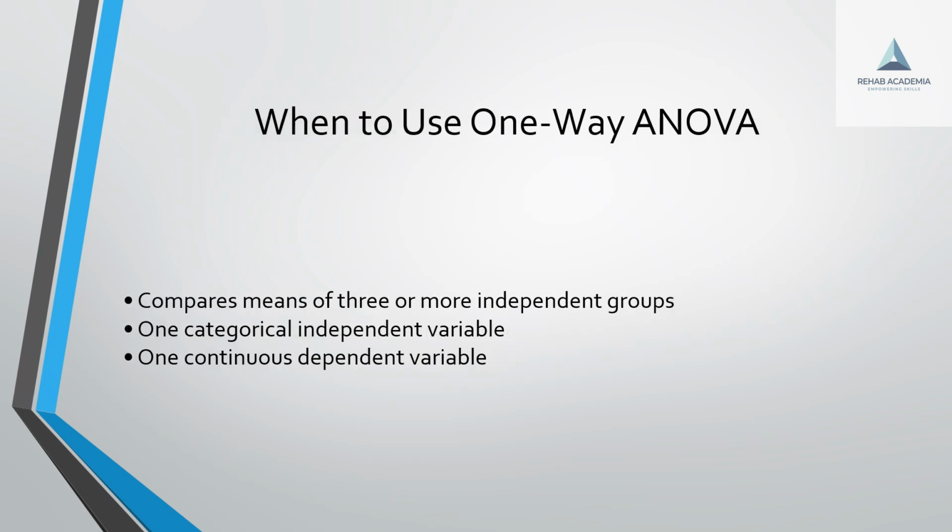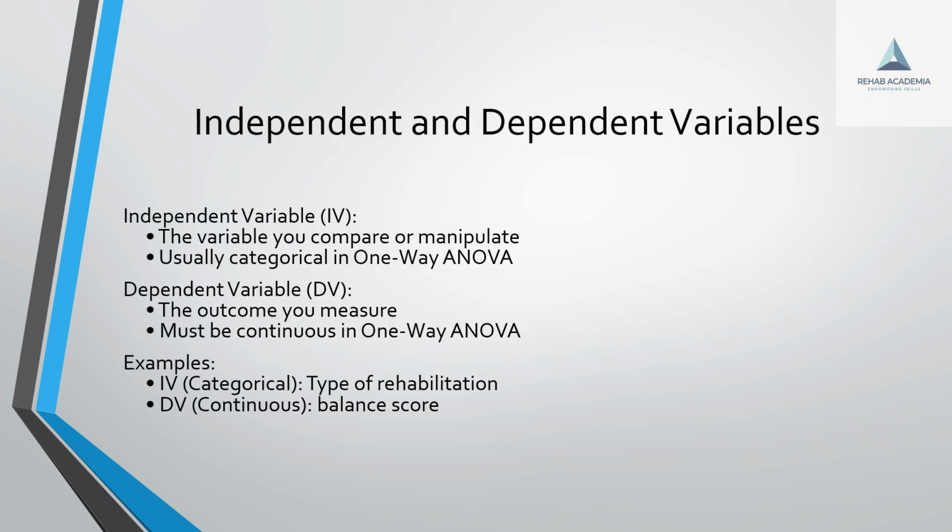One-way ANOVA is a statistical test used to compare the mean values of three or more independent groups when we have one categorical independent variable and one continuous outcome variable. The independent variable is simply the group we are comparing, such as different rehabilitation methods. Usually it is categorical in one-way ANOVA.